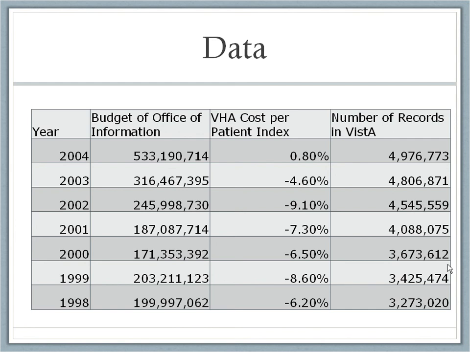The data presented here comes from the Department of Veterans Affairs from August 2007. This table shows information over a span of 7 fiscal years. Specifically, this includes the budget of the Office of Information, which is referred to as the Information Technology or IT budget. Also is the VHA Cost Per Patient Index, which is referred to as the Cost Per Patient Index and interpreted as the increased revenue. In the final column is the number of records in VISTA, which is interpreted as the use of IT throughout the following analysis.